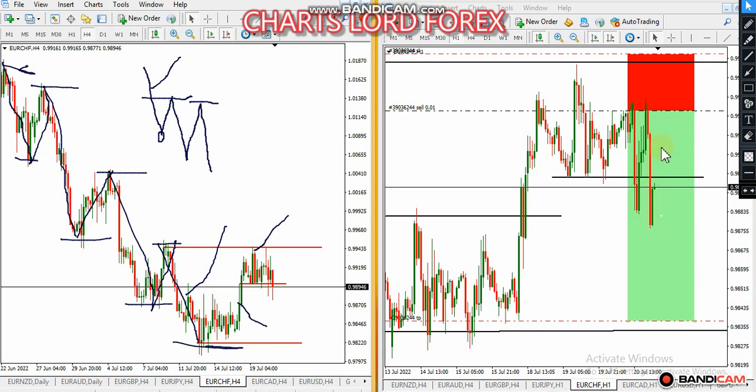So if this trade now still comes back to this area and fails, I can still have another opportunity to take another position here, then ride it all the way down to this place.